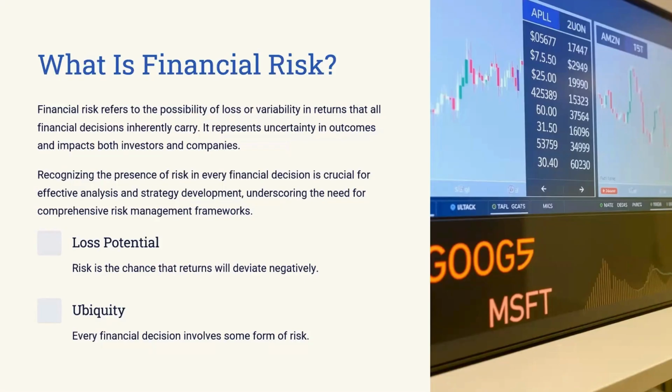The first one is loss potential. Risk is the chance that returns will deviate negatively. Second is the ambiguity. Every financial decision involves some form of risk. For a real world example, when you invest in a stock, there is a financial risk that its price will go down, leading to a loss. This uncertainty is the essence of financial risk.